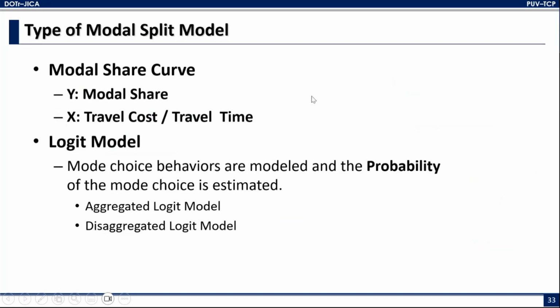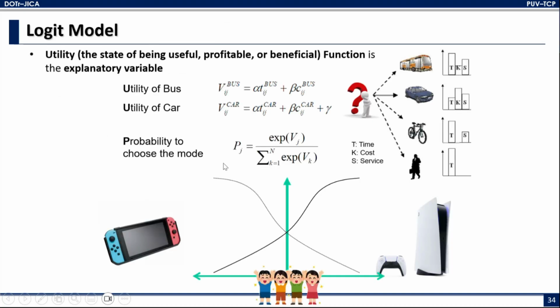Then, for the type of the modal split models, there are two general methodologies: the modal share curve and the logit models. The modal share curve is also known. However, the logit model is more typical in the urban transport planning stages. The logit model methodology is a little bit difficult to explain.